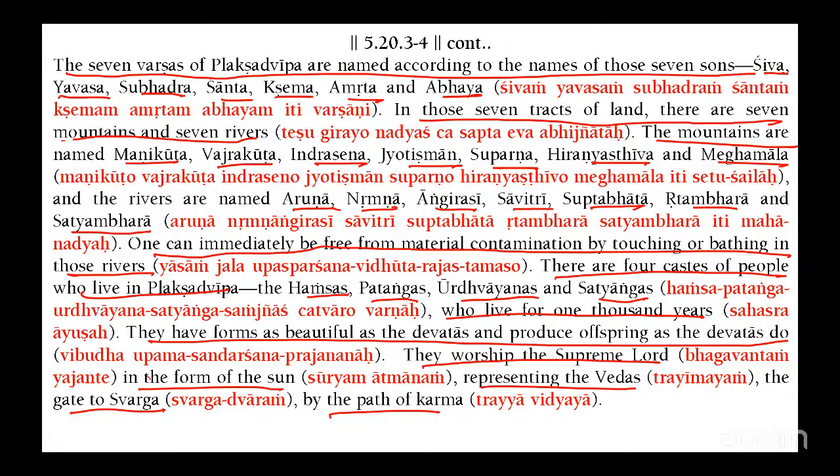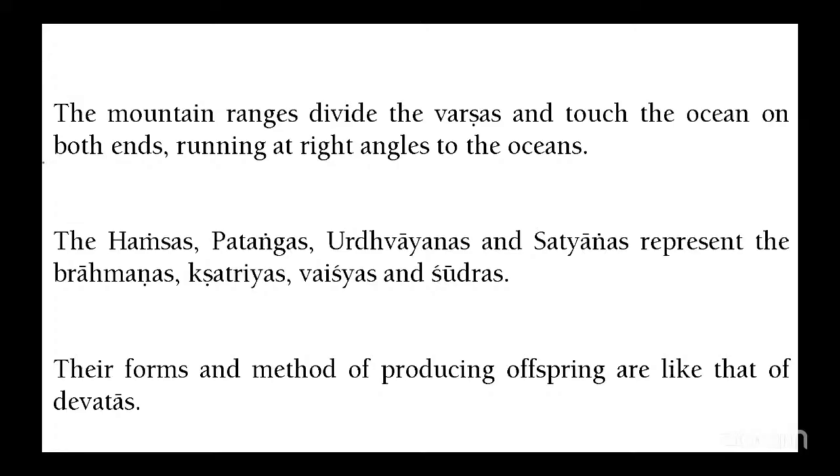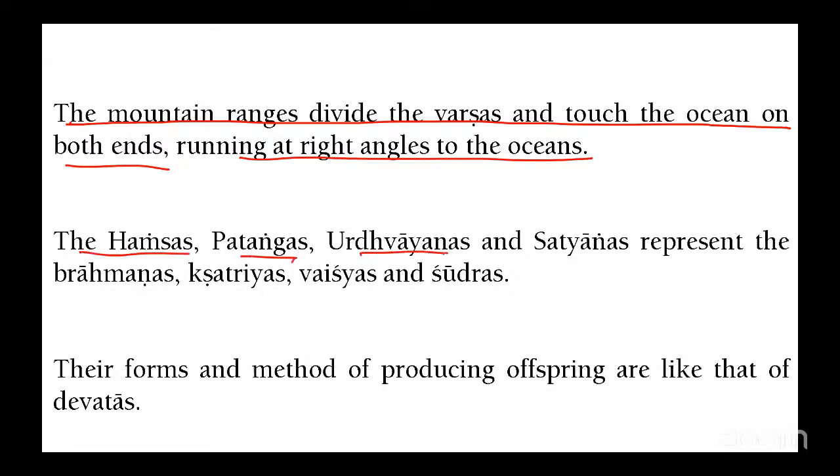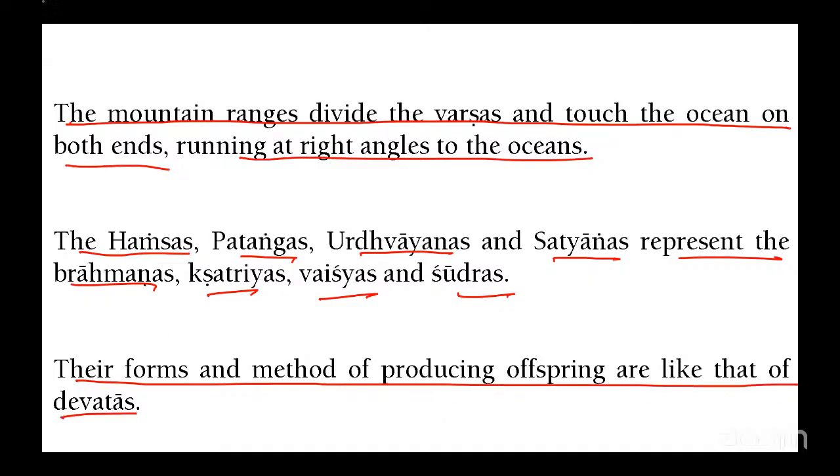So they worship the Supreme Lord in the form of the sun, representing the Vedas, the gate to Swarga, by the path of karma. Here, Srila Vishvanatha Chakravarti says the mountain ranges divide the Varshas and touch the ocean on both ends, running at right angles to the oceans. The Hamsas, Patangas, Urdhvayanas, and Satyangas represent the Brahmanas, Kshatriyas, Vaishyas, and Shudras. Their forms and method of producing offspring are like that of Devatas, which means I think they enjoy, and in the last year of their life, they beget an offspring like that. If you remember, that's how we had discussed sometime.